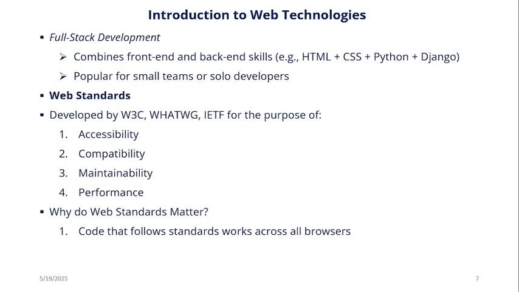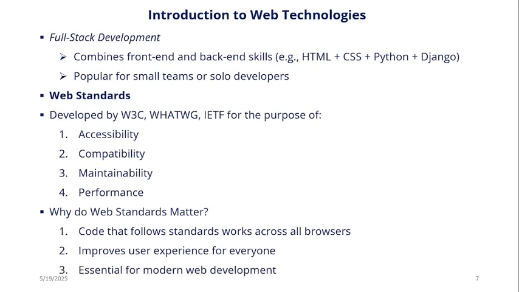So we also want every person who is writing a program, whether the person is using Django or Java EE or C++ or PHP or whatever, the code should follow standards that work across all browsers, and also to improve user experience for everyone. I mean, if the system was not standard, a lot of people would be frustrated using the internet. So these web standards are essential for modern web development. Another thing is security. When there are no standards, it becomes easy for somebody to steal somebody's information from the web.